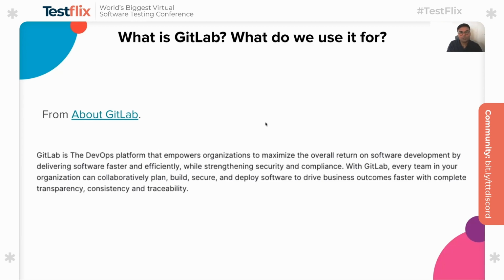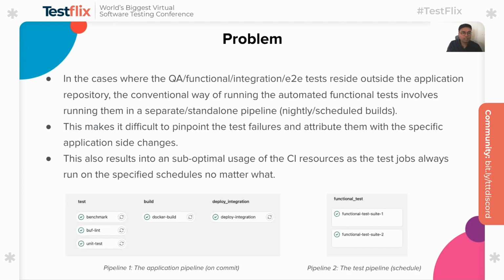Before we get into the details of the topic, let's try to understand a bit about the problem statement. In a conventional QA automation process, usually the tests reside in a project which is different than the application repository or the service repository which is under test. What this means is that when the QAs or the SDETs design pipelines, usually they end up doing that in a standalone fashion, meaning that there is a separate or a standalone pipeline that runs the tests in an asynchronous manner, usually in the nightly or scheduled builds.